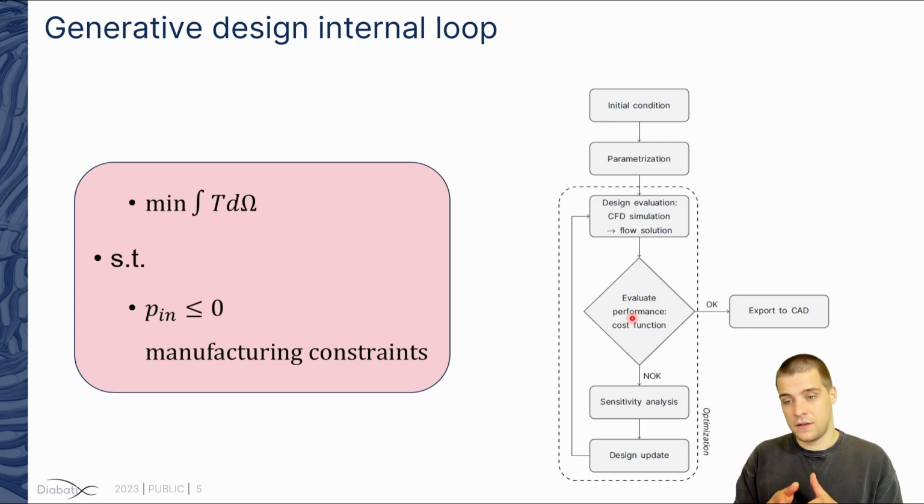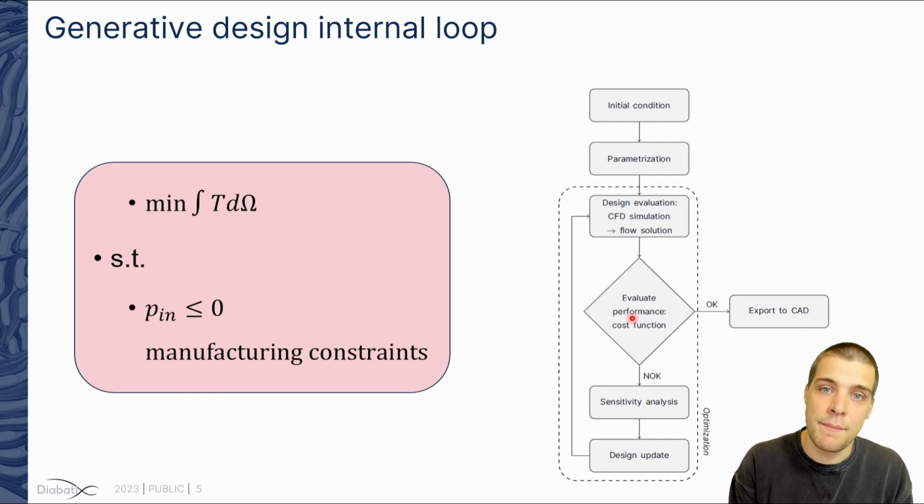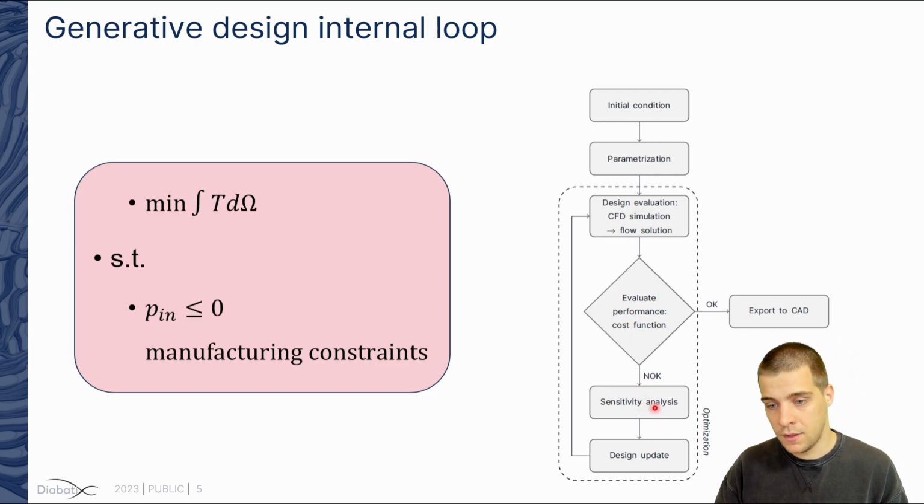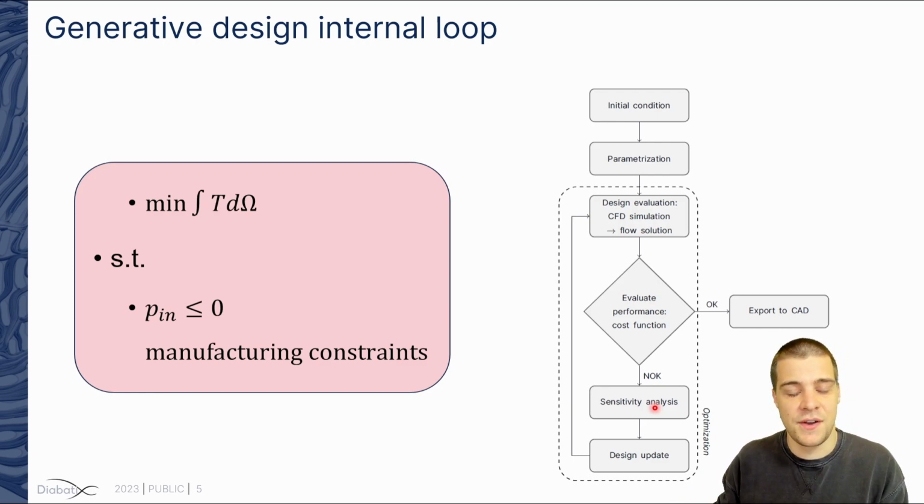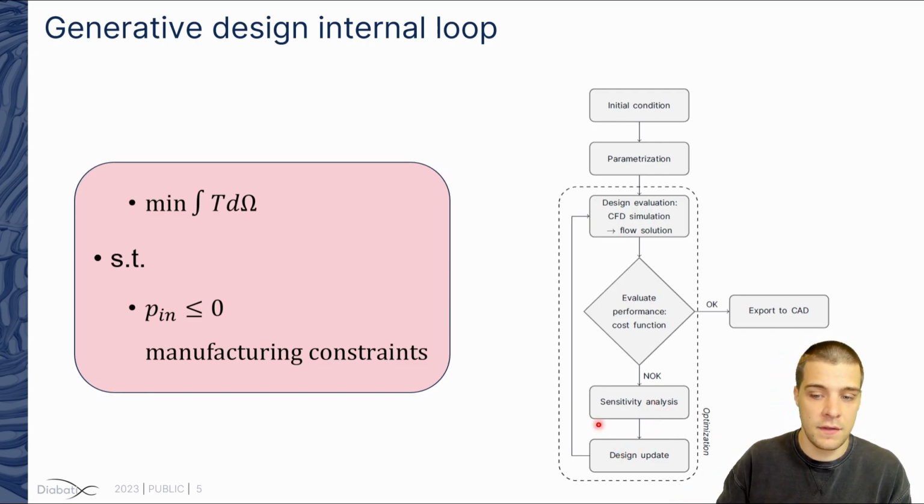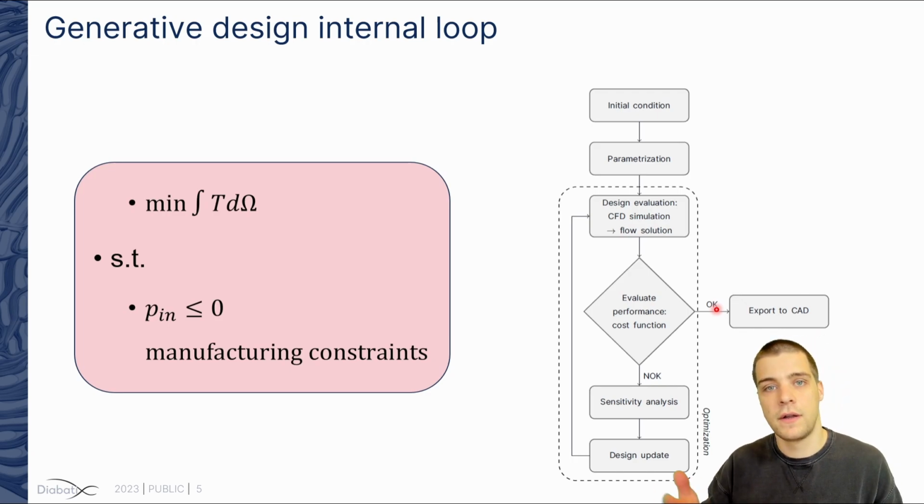What is this? During a sensitivity analysis, the software will determine in what direction a modification to the design will result in the biggest improvement in your overall objective function. After this sensitivity analysis is performed, the software knows which direction to take, so the design is updated, and then you loop through this until you are satisfied with the design, or the software is satisfied with the design.